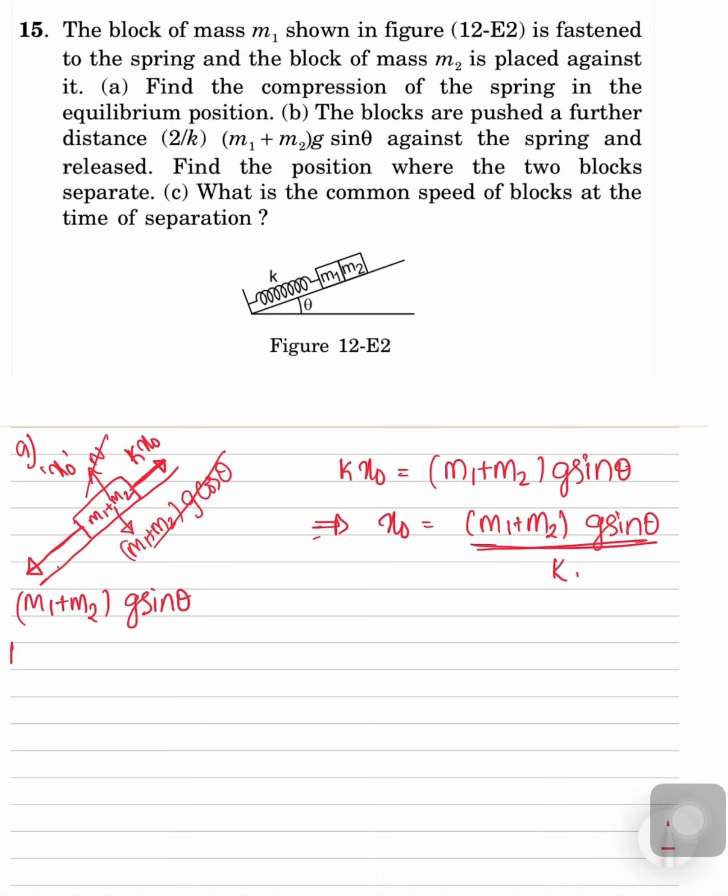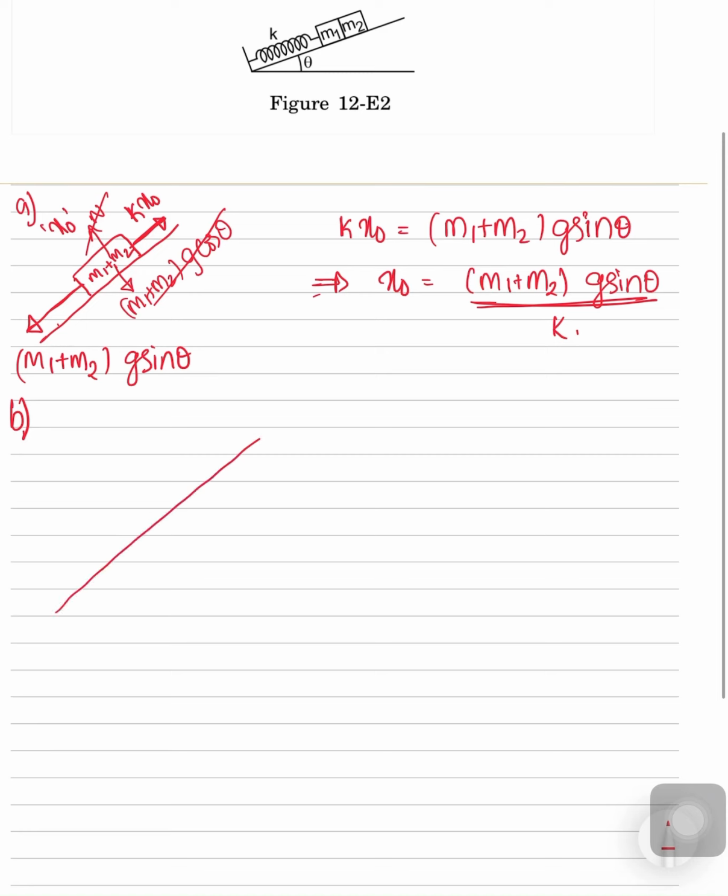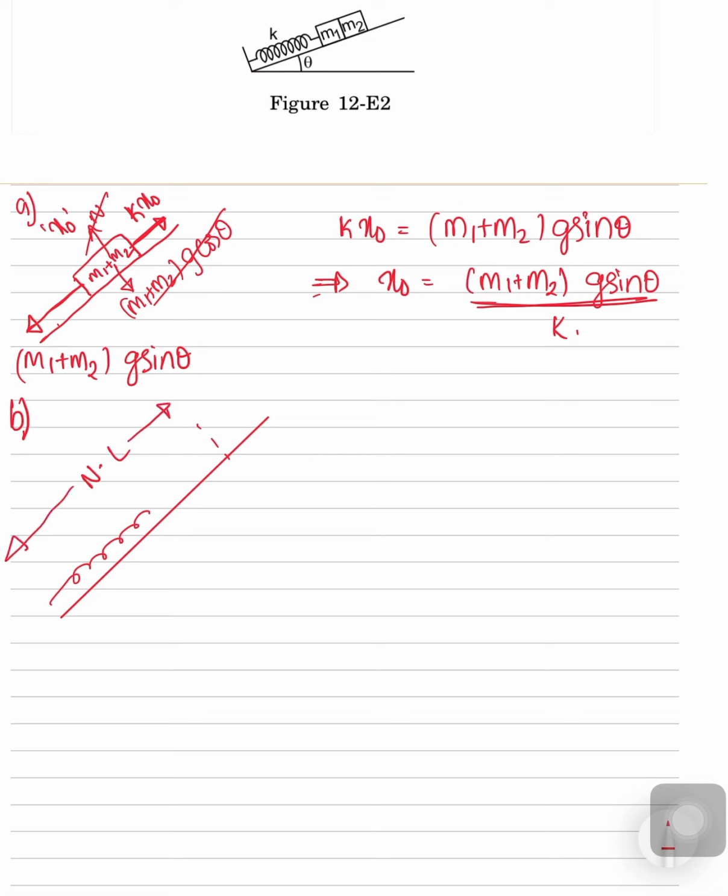Right. Now let us see the second part. The blocks are pushed a further distance 2 over k times (m1 plus m2) g sin theta against the spring. Find the position where the two blocks separate. Now let's draw the situation given here. Initially, let us assume this is the natural length of the spring. During equilibrium, it was compressed by a distance x naught, whose value we calculated here: (m1 plus m2) g sin theta by k.